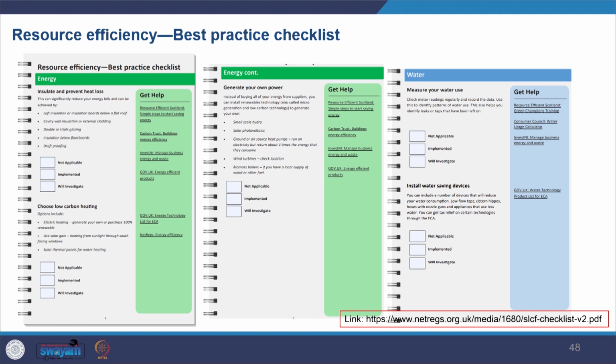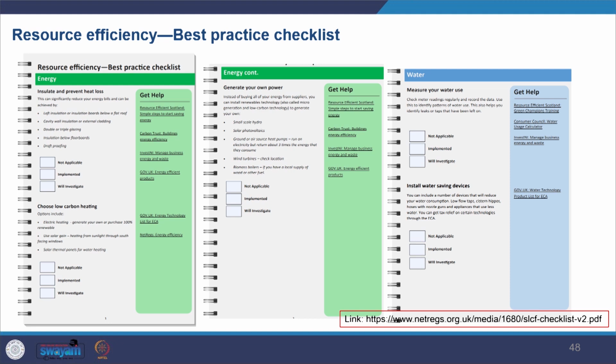So here again, you can see how they have prepared a checklist where they look at the energy, water, and then the specific details about that, whether it's going to reduce your energy bills or not, what kind of typology is there, whether you're choosing low carbon heating, and are you going to generate your own power, then how you're going to measure your water use, and what installations you're doing for saving water. So all those kinds of checklists are there.